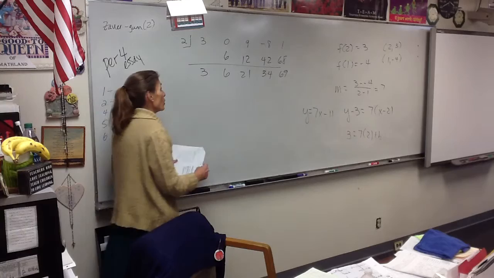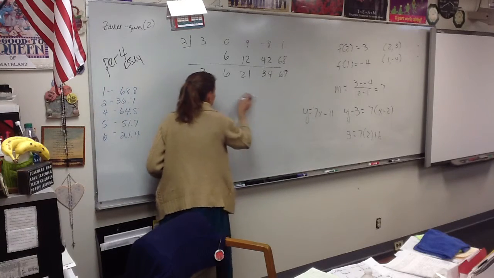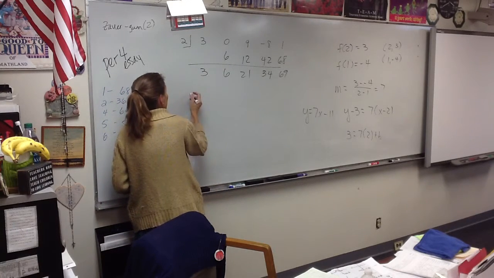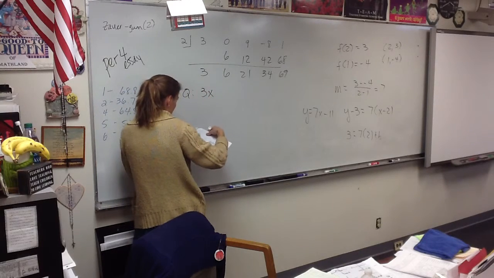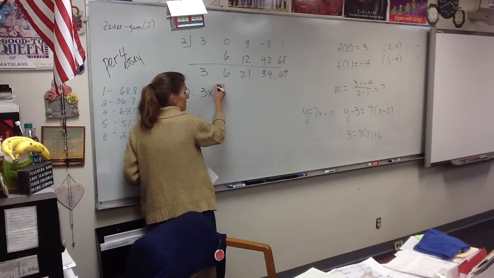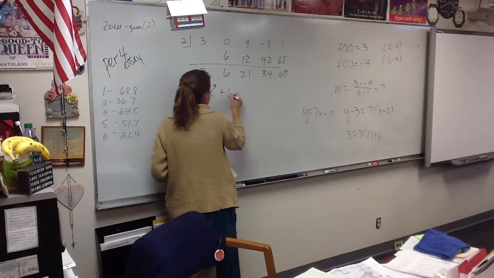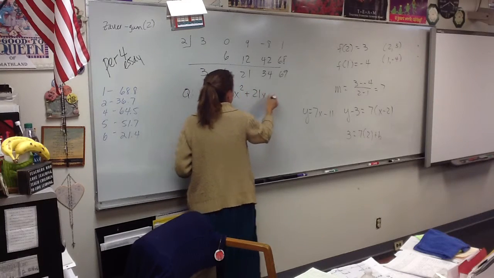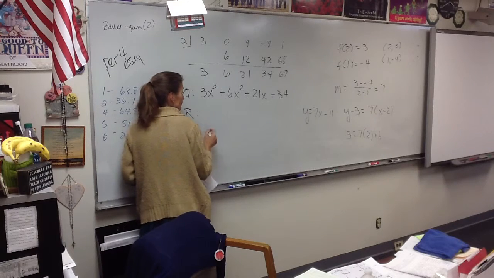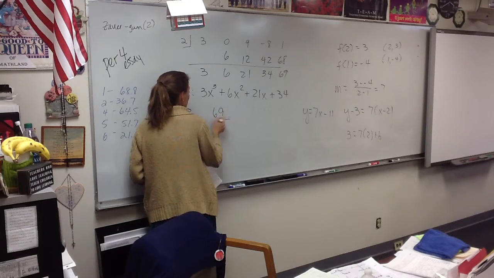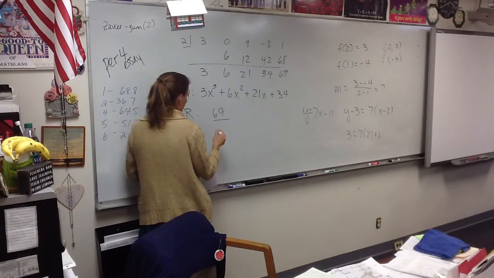Okay, so what's my quotient? The job said find quotient and remainder. What's my quotient? 3x to the third, thank you, 6x squared, 21x and 34. There's my quotient. What's my remainder? 69 over x minus 2.